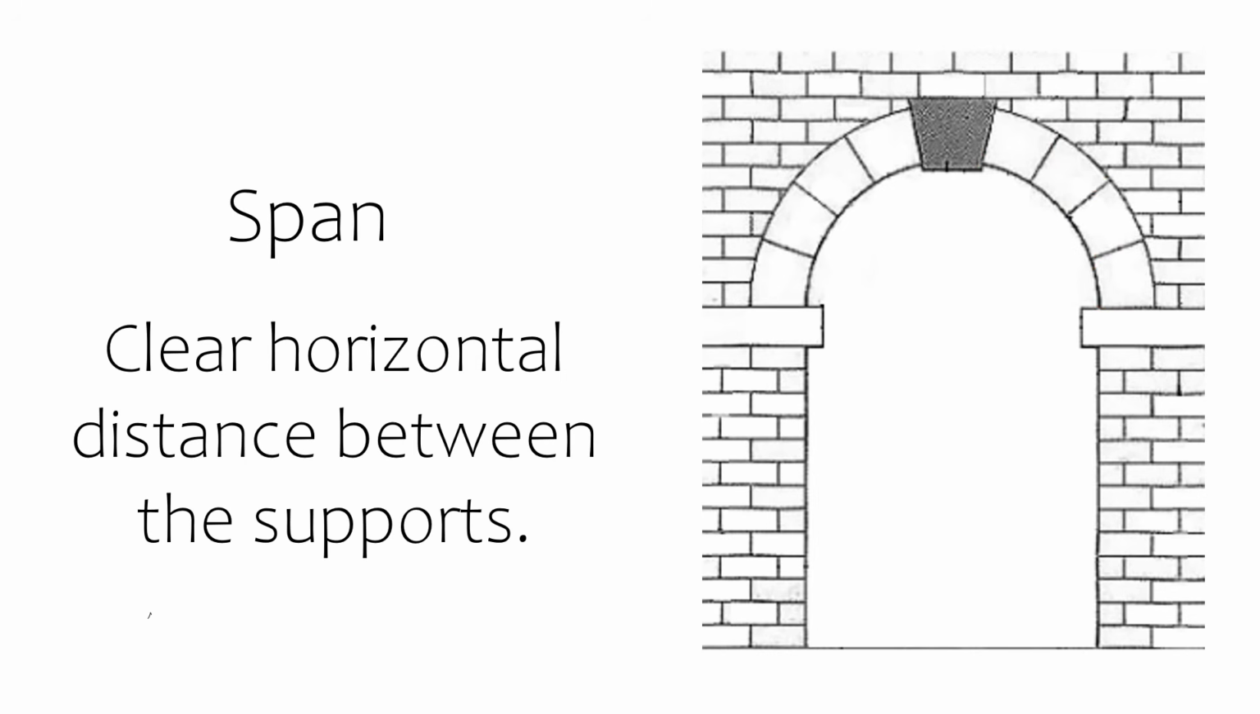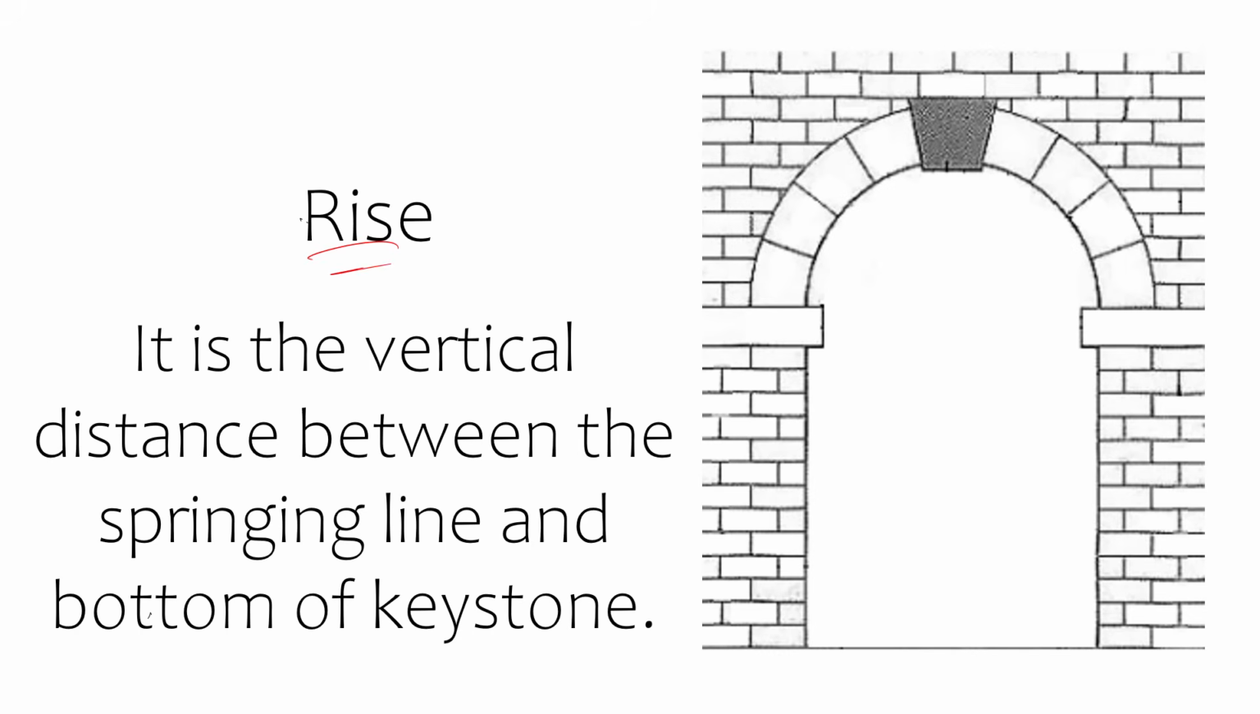Next is span. It is a clear horizontal distance between the supports. So here till here, this is known as span. Next is rise. It is the vertical distance between the springing line and the bottom of the keystone. So if you calculate from here till here, this is known as rise of an arch.